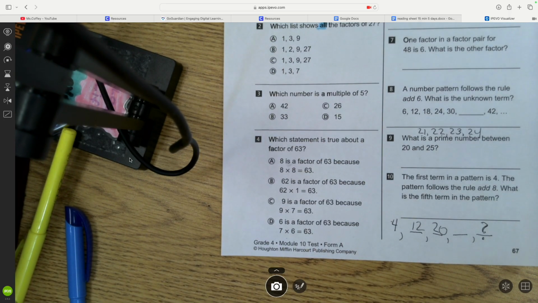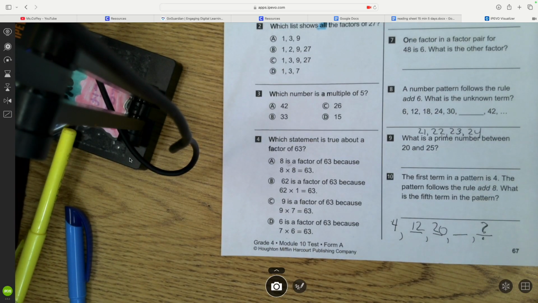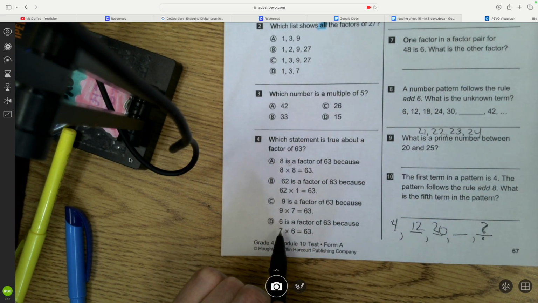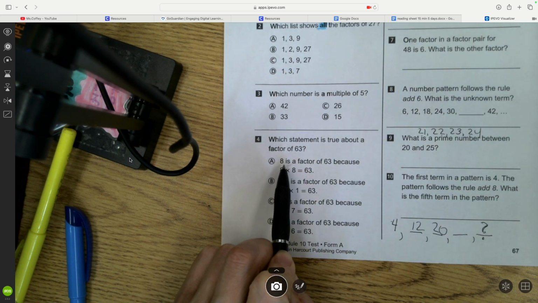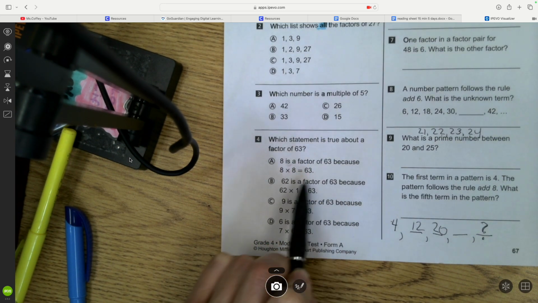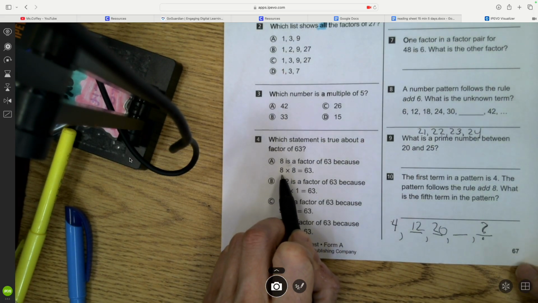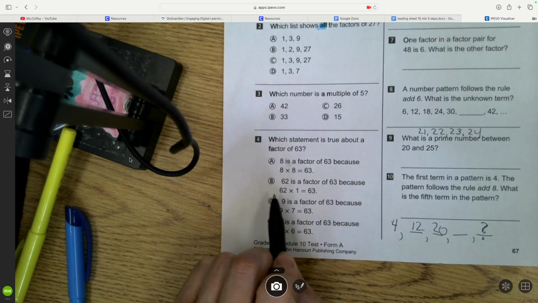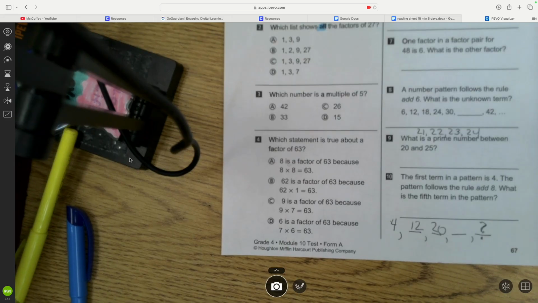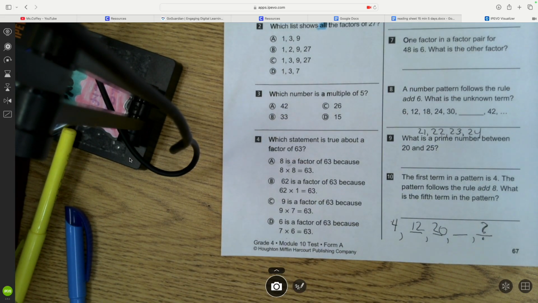Number 4, which statement is true about a factor of 63? So you don't only want to find a factor of 63, but it needs to be true, okay? A, 8 is a factor of 63 because 8 times 8 equals 63. So the factor needs to be correct, and the multiplication equation has to be correct. B, 62 is a factor of 63 because 62 times 1 equals 63.